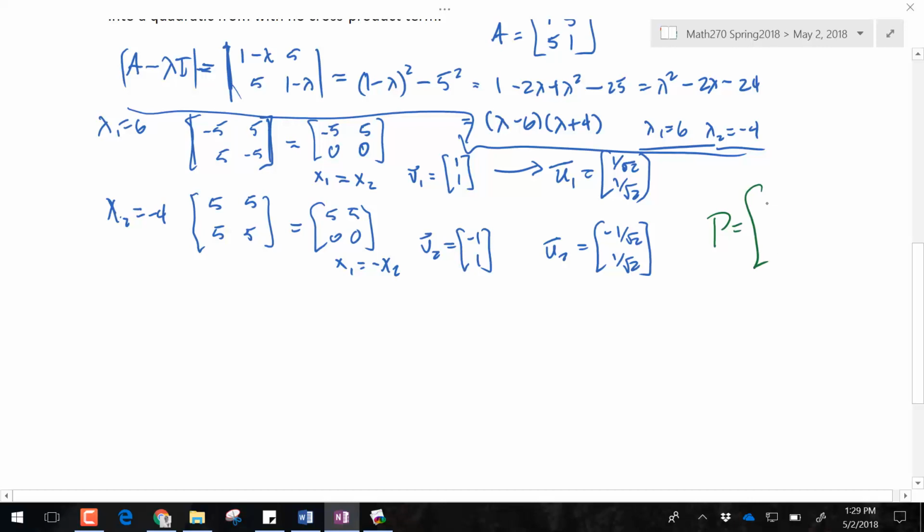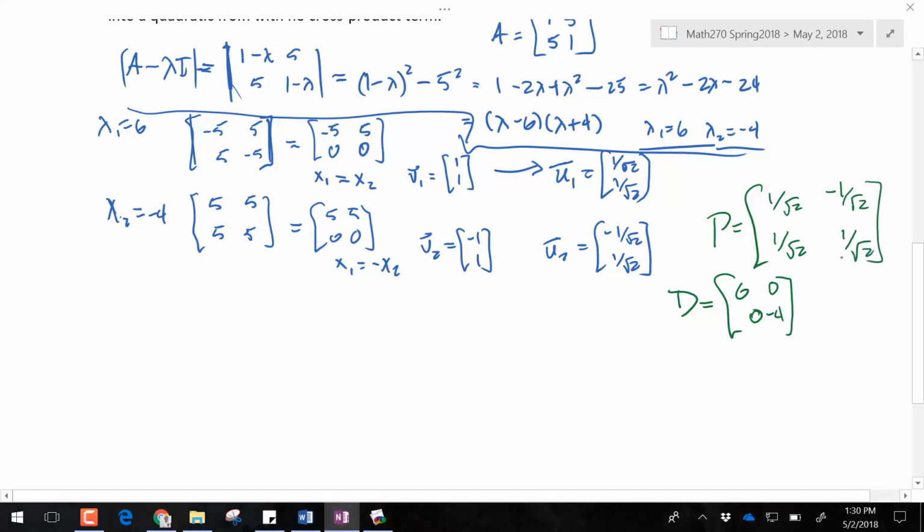Not only do we have our P, but we also have our D. So our D, if we're going to call this lambda 1 and lambda 2, is 6 and negative 4. Our P matrix has to correspond with a lambda 1 vector. So that's 1 over root 2, 1 over root 2, and then negative 1 over root 2, positive 1 over root 2. And so the inverse of P is just the transpose of P, which means your negative sign will just go on the other side.